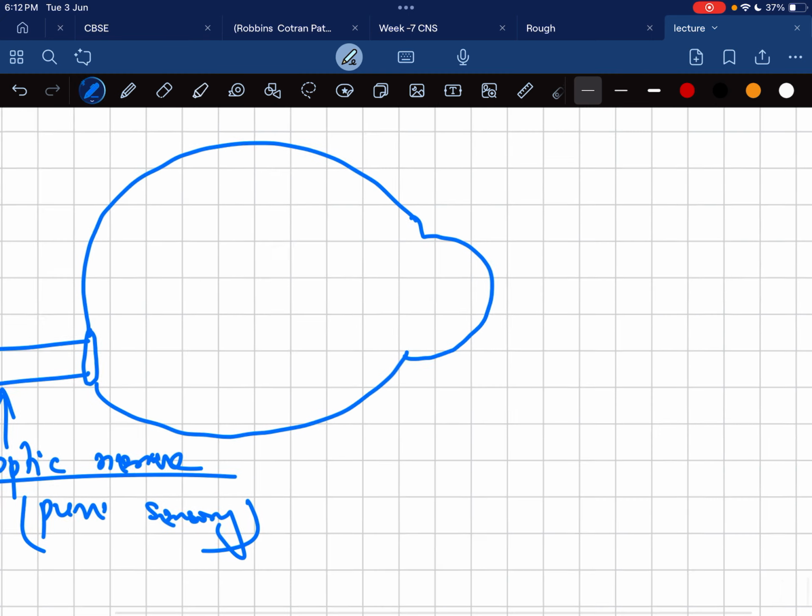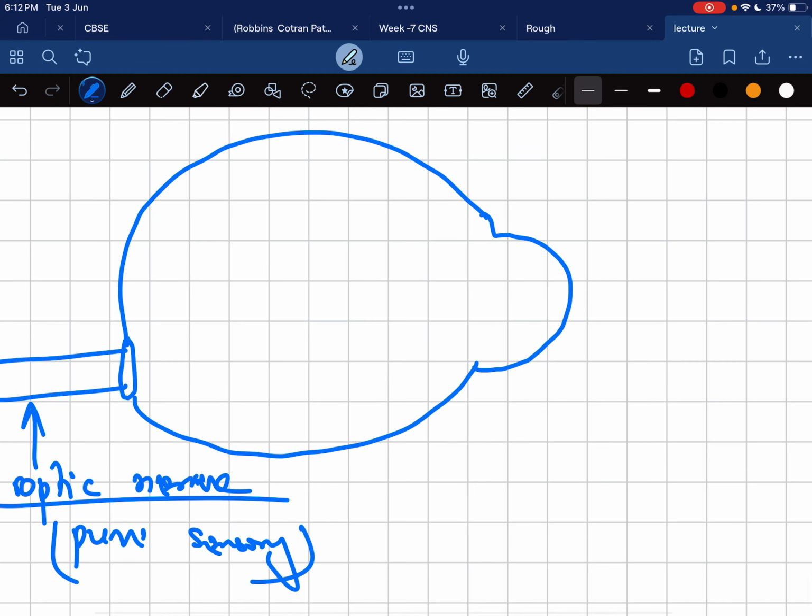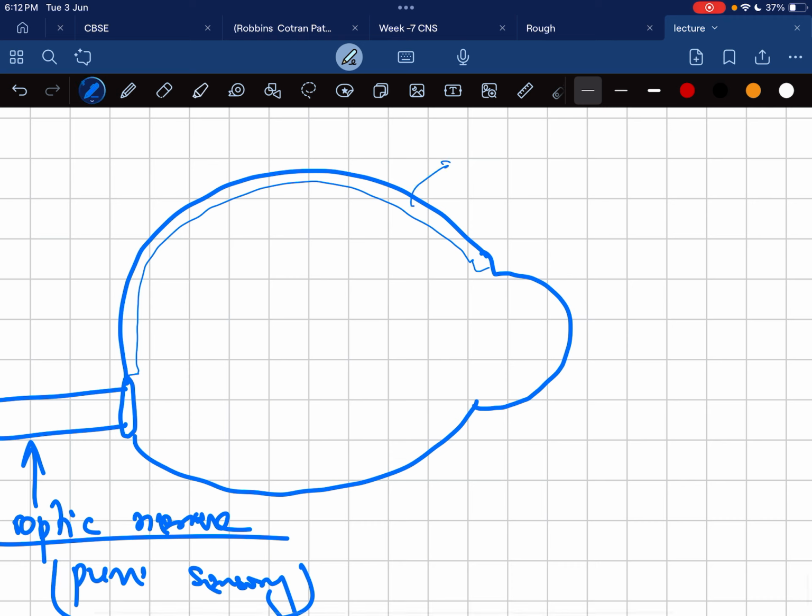So we are moving on. When we look, this is the sclera, or fibrous layer. It is about 5/6 of the eyeball. And when we look at the cornea, this is our cornea. It is transparent. It is one sixth of the eyeball.